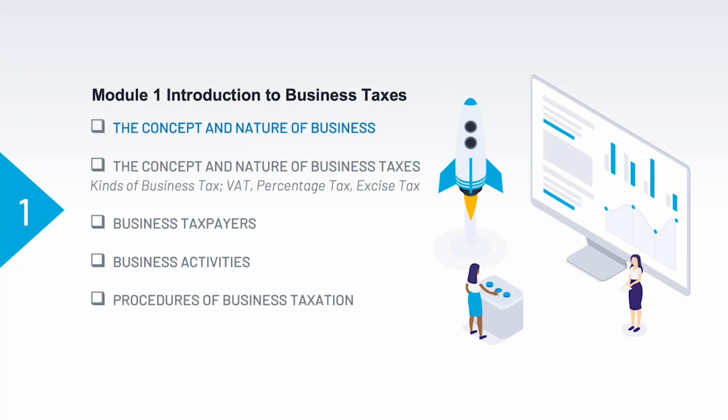So module 1, actually there are 5 major parts, no? The first one is the concept and nature of business, and number 2, it's about the business taxes. So the first part of our discussion is only these 2. The next 3 will be part 2: the taxpayers, activities, and procedures of business taxation.